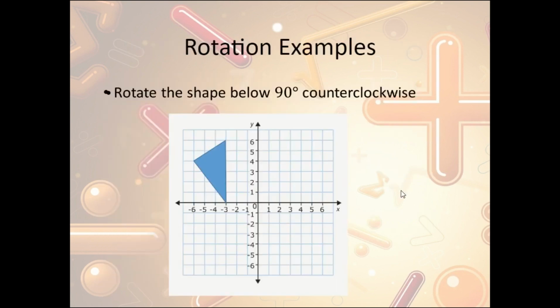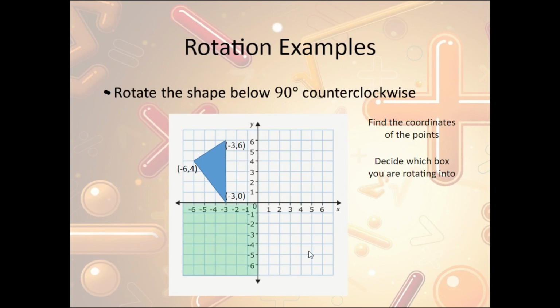So let's look at an example. We're going to rotate 90 degrees counterclockwise. So again, write out your coordinates. So there's my coordinates: negative 3, 6, negative 6, 4, and negative 3, 0. Then we're going to decide which box we're rotating into. So we're going counterclockwise, so we're spinning this direction. And we're going 90 degrees. So everything should go from this box to this box.